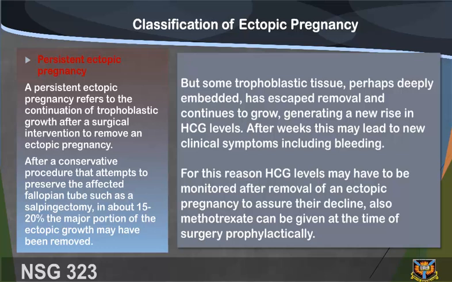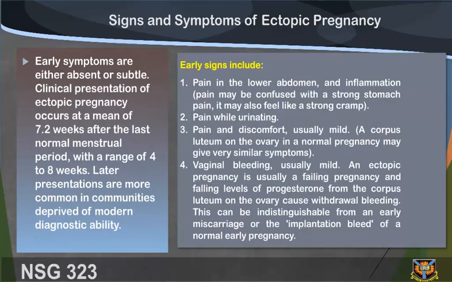After weeks, this may lead to new clinical symptoms, including bleeding. For this reason, HCG levels may have to be monitored after removal of an ectopic pregnancy to assure their decline. Also, methotrexate can be given at the time of surgery prophylactically. Signs and symptoms of ectopic pregnancy. Early symptoms are either absent or subtle.